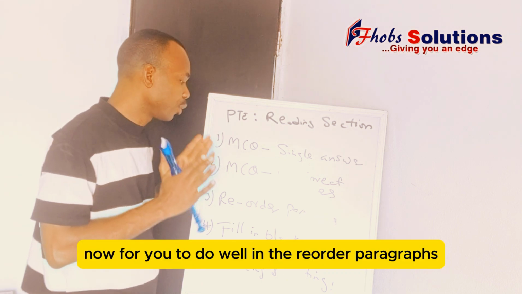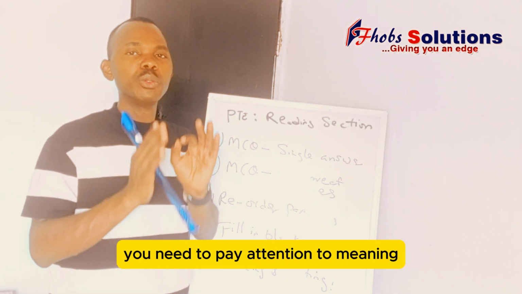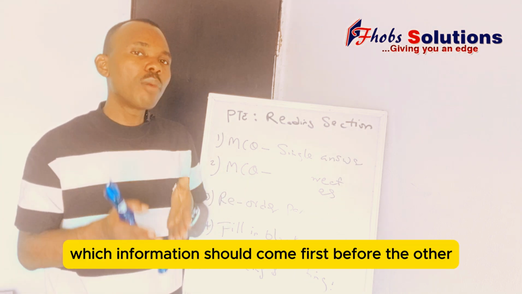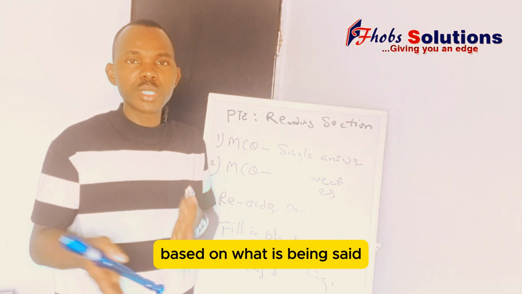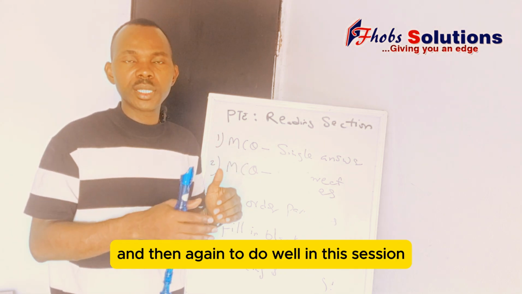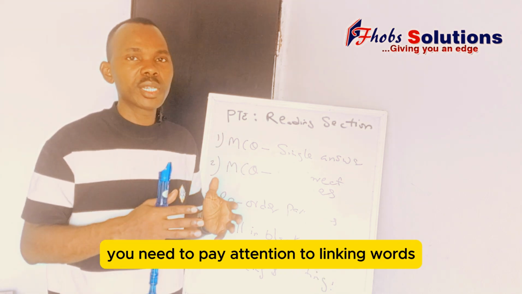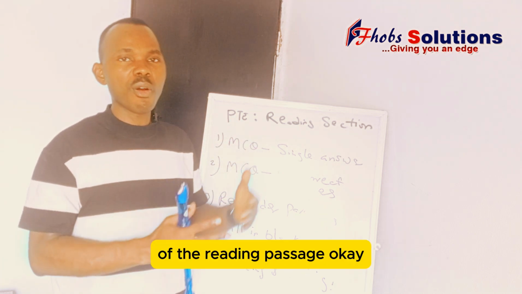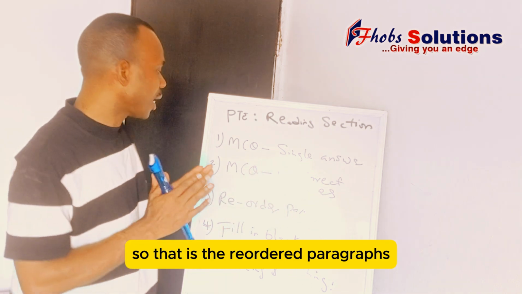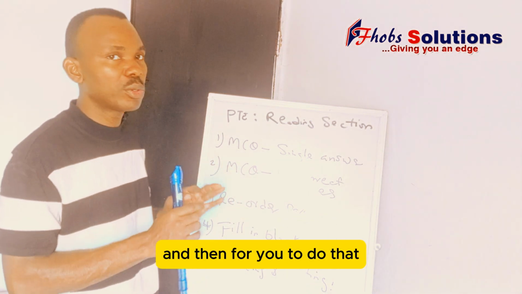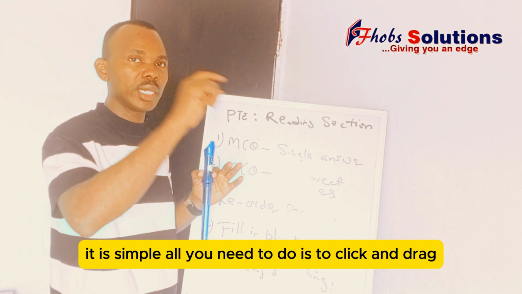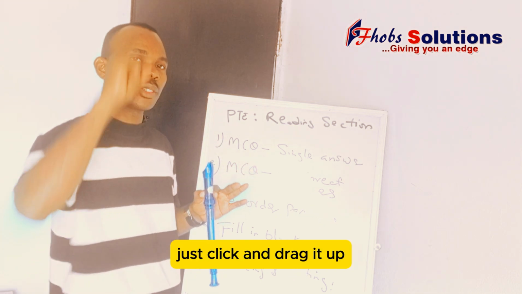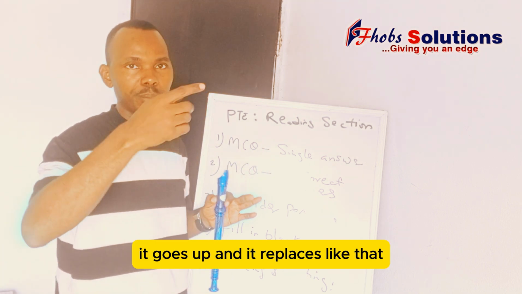Now, for you to do well in the reorder paragraphs, you need to pay attention to meaning and progression of information. Which information should come first before the other, based on what is being said. And again, you need to pay attention to linking words, connecting words, and then try to flow with the overall progress of the reading passage. So that is the reorder paragraphs. To do that, it is simple. All you need to do is click and drag. If you feel maybe paragraph 3 is supposed to be the first one, just click and drag it up. It goes up and replaces like that.